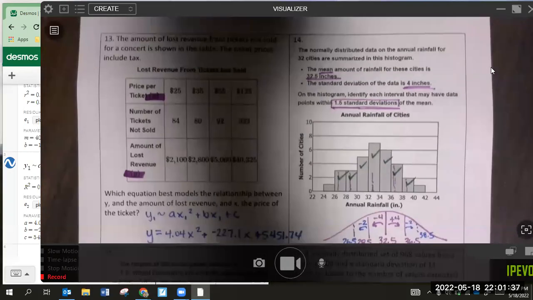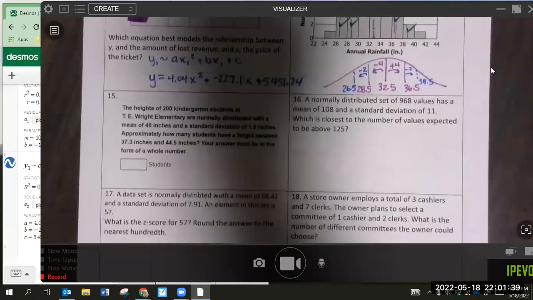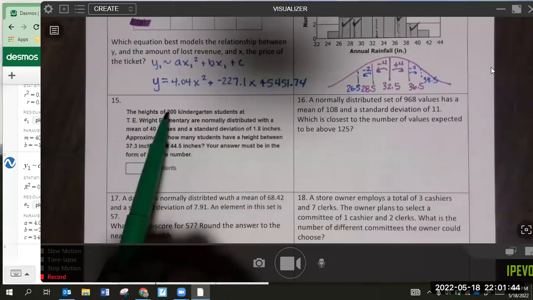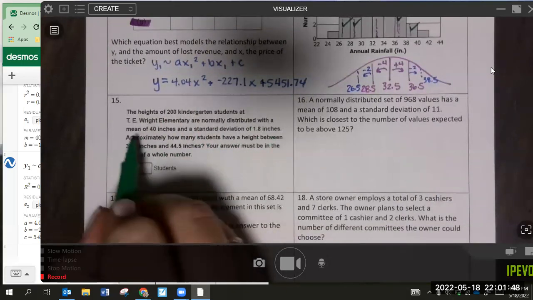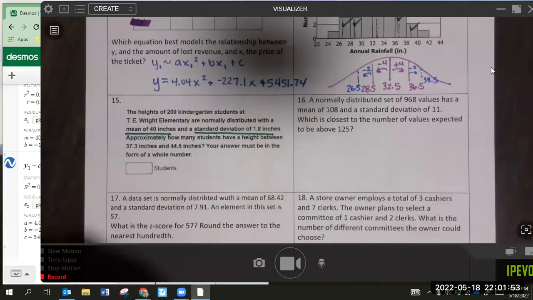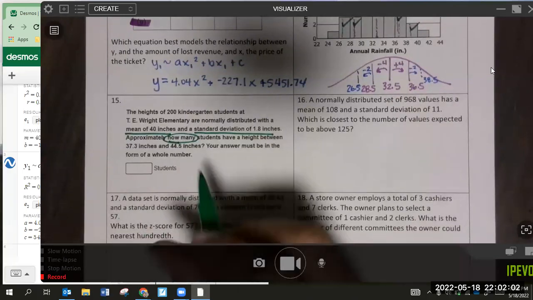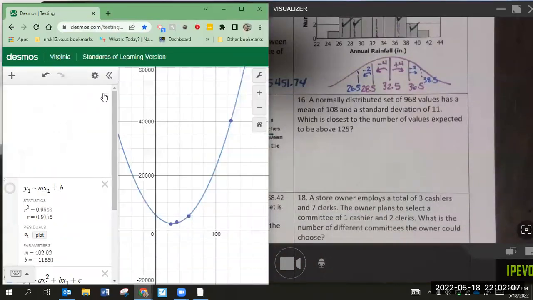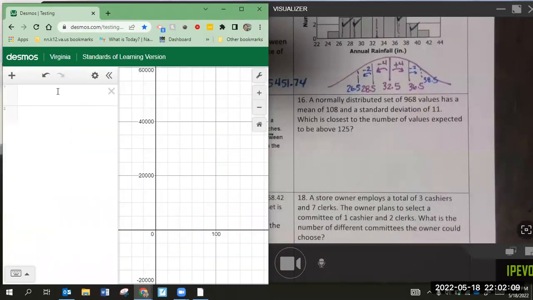Keeping along that same theme, we're talking about normally distributed data. The heights of 200 kindergartners are normally distributed, and we have a mean of 40, a standard deviation of 1.8. Approximately how many students have a height between 37.3 and 44.5? We can do this one of two ways. We could draw our lovely table, or we could come to Desmos because we love Desmos. It can help us figure this out.